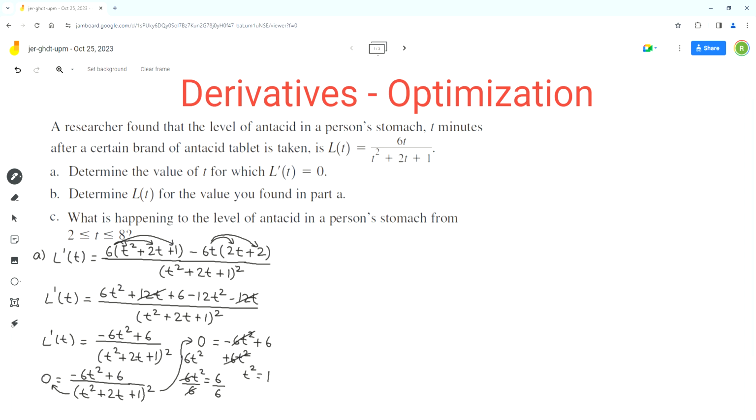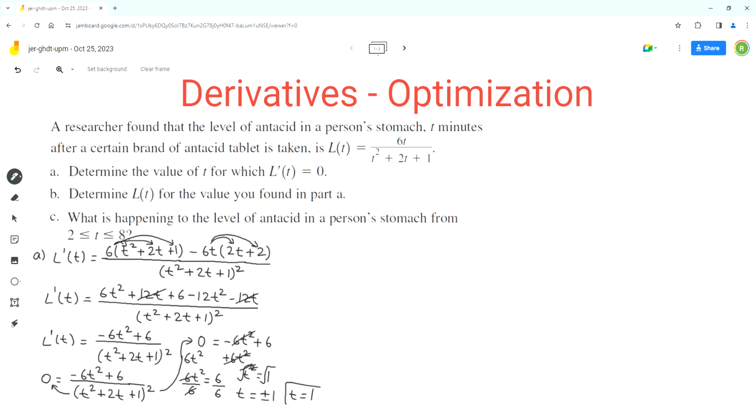Now we can change t squared to t by applying the square root to both sides. So on the left side, the square root and the square will cancel each other out. We get t equals plus or minus 1. Now t represents time in minutes, and we know that time cannot be a negative value. So therefore the final answer for t would be 1.